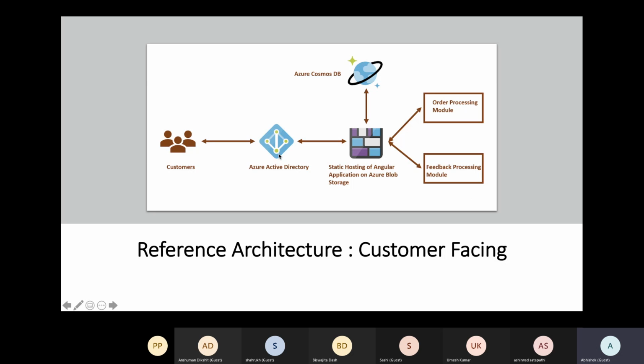So your customer will authenticate themselves using the Azure Active Directory. Then your application hosted on Azure Blob Storage will serve the request. There is one component missing here. I didn't put it because I wanted to keep things simple. Between Azure Active Directory and Azure Blob Storage, there has to be a CDN here, and that will improve the performance of your application.